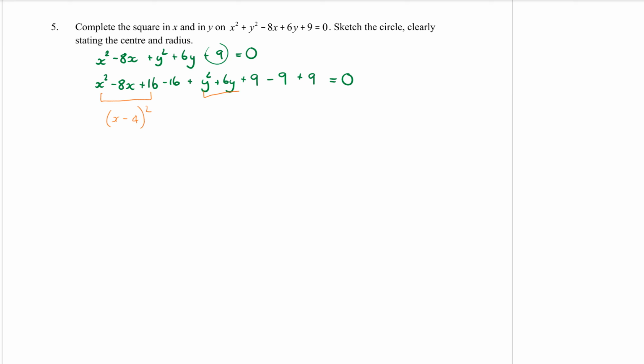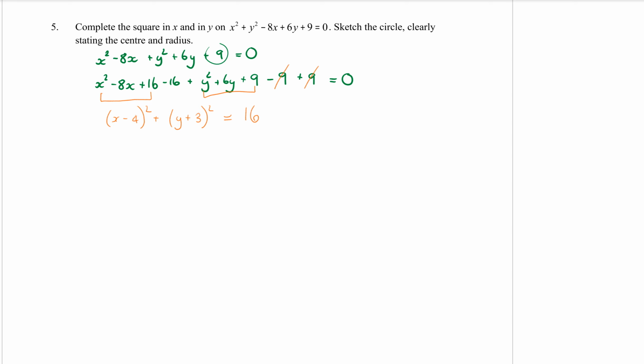These three terms here will factorize to be a perfect square as well. Halving that 6, it would be y plus 3 in brackets squared. The minus 9 plus 9 will cancel out, but I do have this negative 16 still sitting in there. However, I'm going to move it to the right hand side of my equation, because that's where I'm used to seeing the radius of my circle.